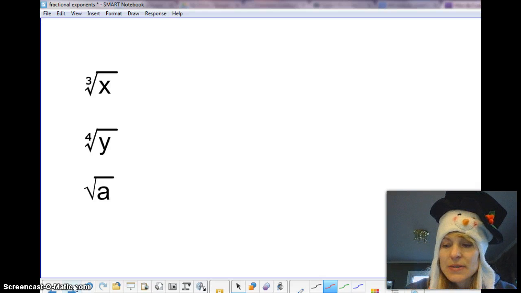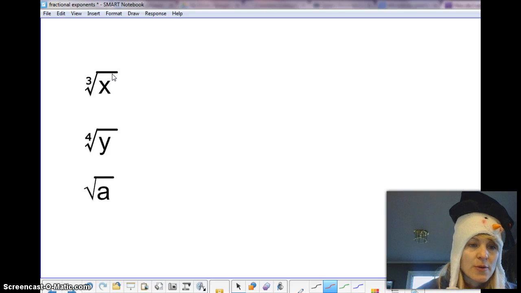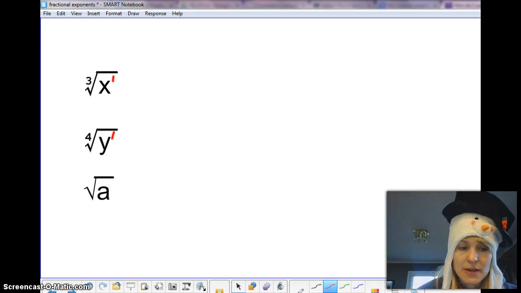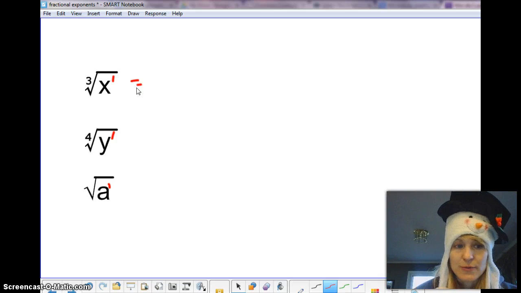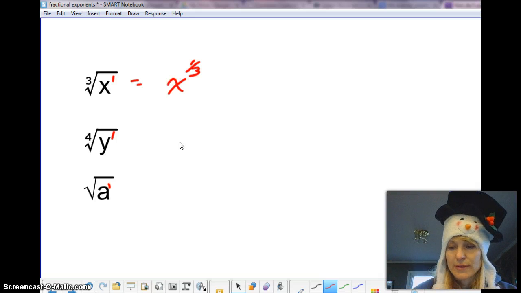All right, and so the opposite, we have to be able to do the opposite here too. So what I would do is go in and put 1s. These all have an exponent of 1. We're going to work with different exponents tomorrow night. So if this one wants me to put it back into the fractional exponent, I have x, the exponent of 1, and this is to the cube root. So this is really x to the 1/3.